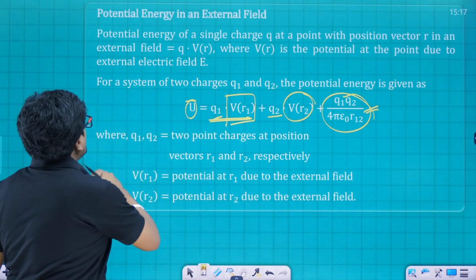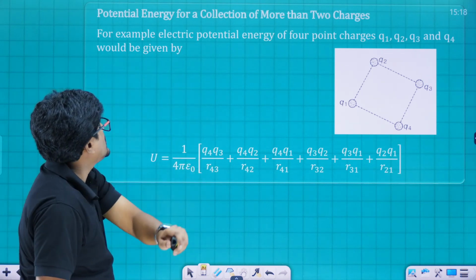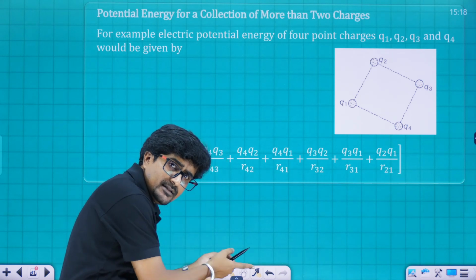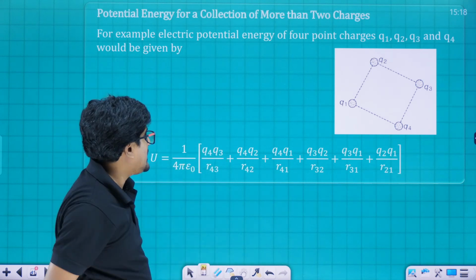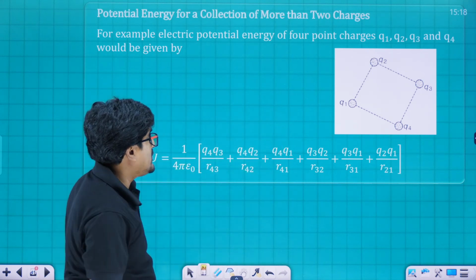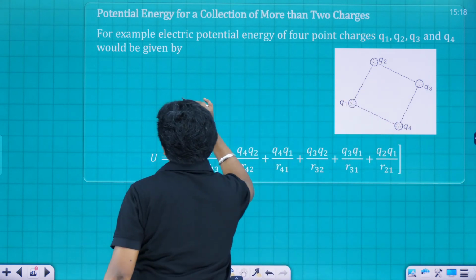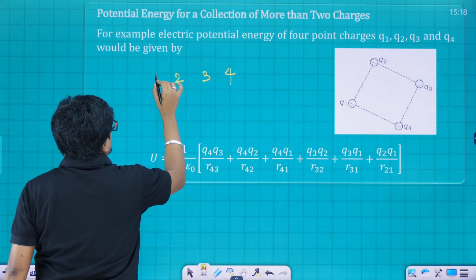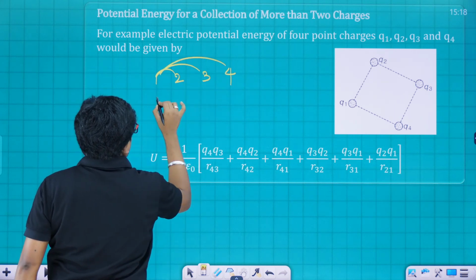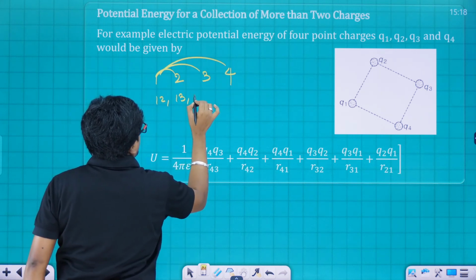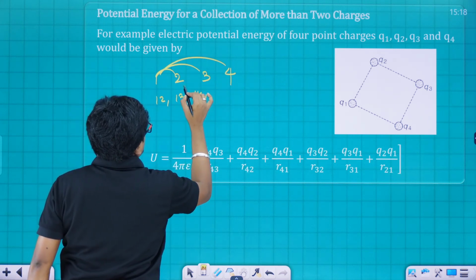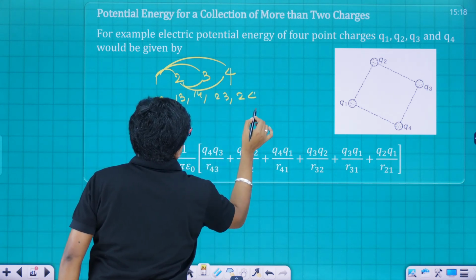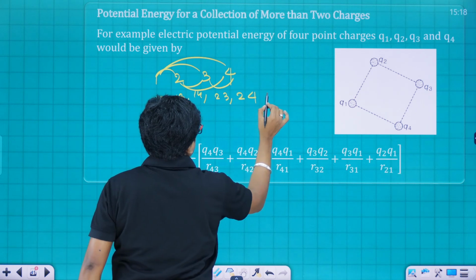Moving to the next, that is electric potential energy of a collection of more than two charges. We already discussed this in the previous slide, so no need to repeat that. Here you have that four-charge combination, 1 2 3 4. The combination is going to be 1 2, 1 3, 1 4, then 2 3, 2 4, and after that 3 4.